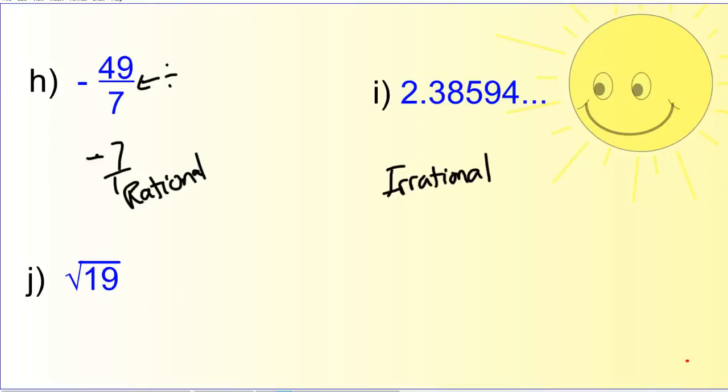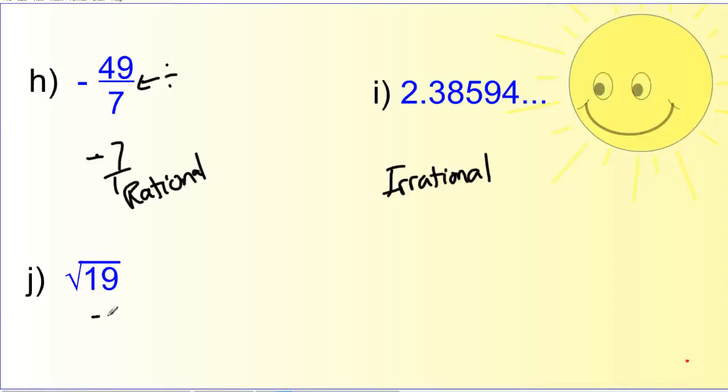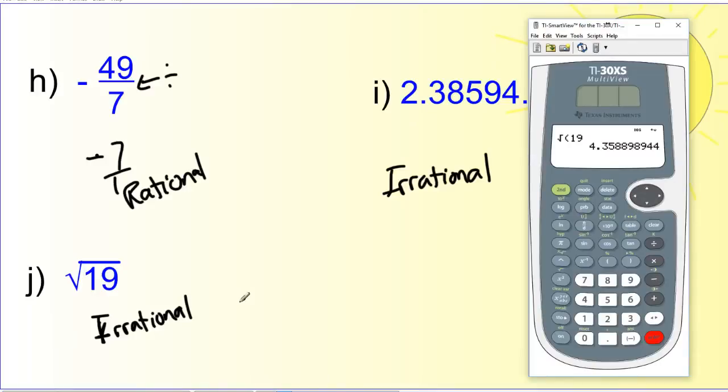Okay, square root of 19. Second square root 19 equals, all right, so we got 4.3588988944. That does not appear to stop. It fills up the whole screen as much as the calculator will show us. And I don't see a repeating pattern, so I would have to say this is irrational too. So, nice pretty number, ugly number, ugly number.